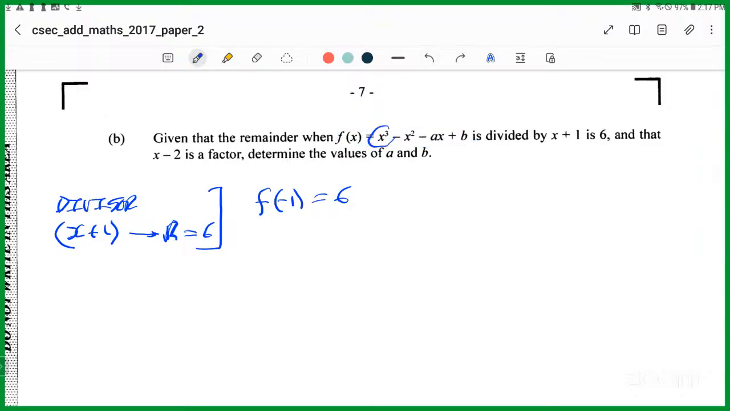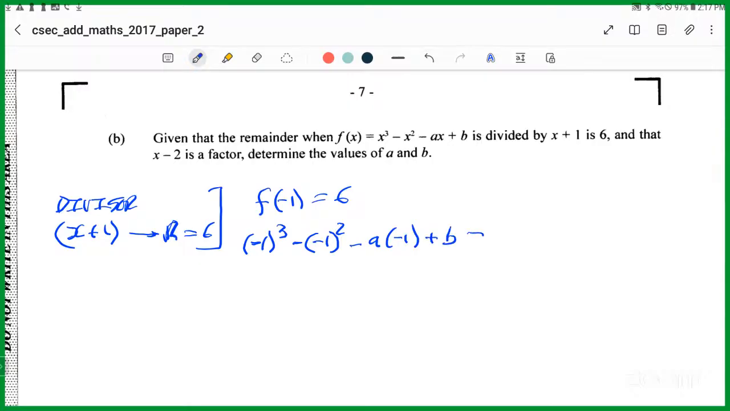So negative 1 here gives us negative 1 cubed. The negative 1 here is minus negative 1 squared. The negative 1 here is minus a times negative 1. Let's write this better. And then we're adding this b.